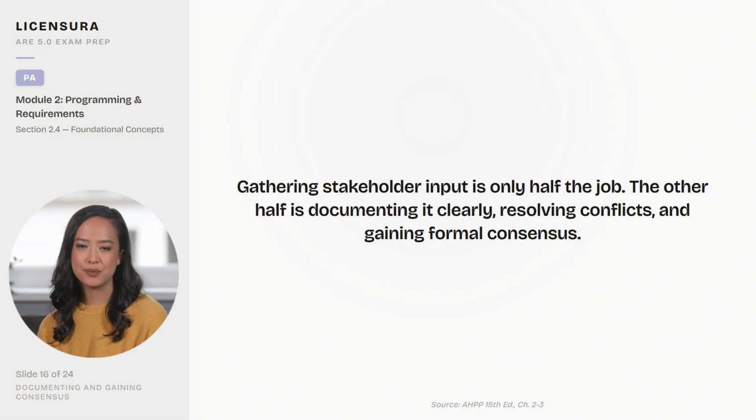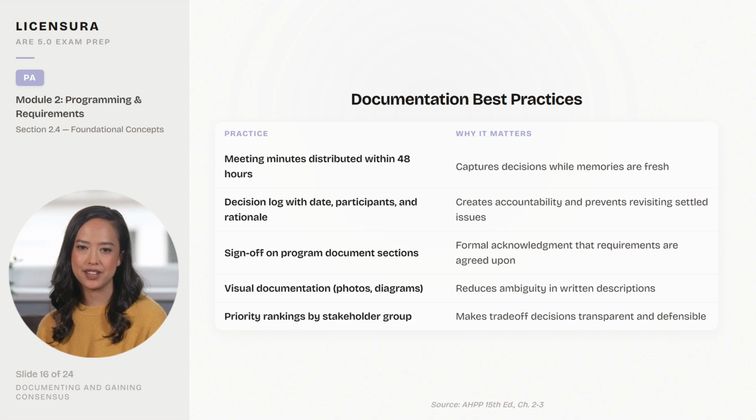Gathering stakeholder input is only half the job. The other half is documenting it clearly, resolving conflicts, and gaining formal consensus. Without documented consensus, programming decisions get relitigated during design, wasting time and money. The Documentation Best Practices table covers 5 essentials that prevent programming decisions from being relitigated during design.